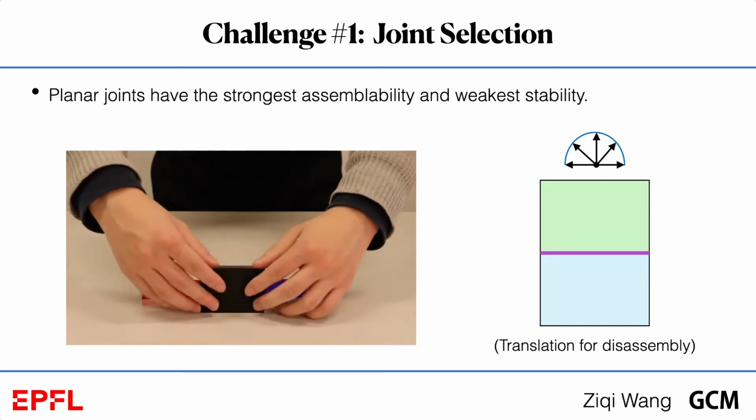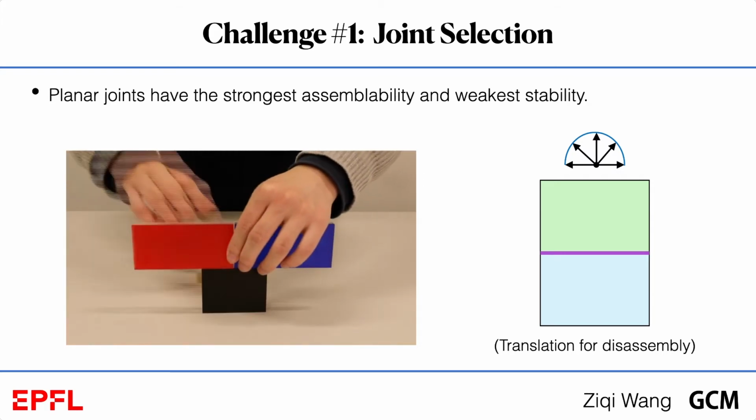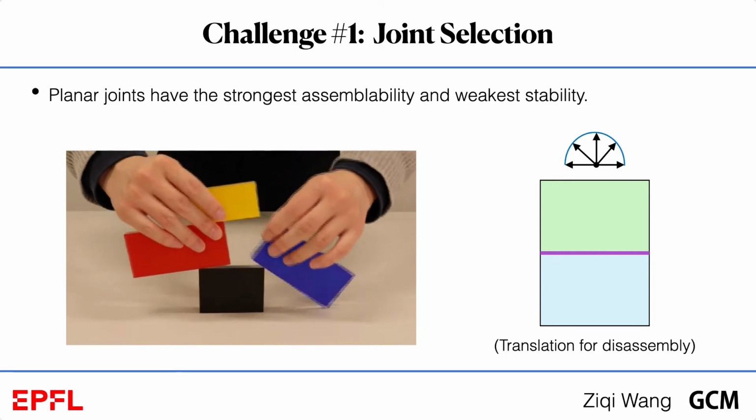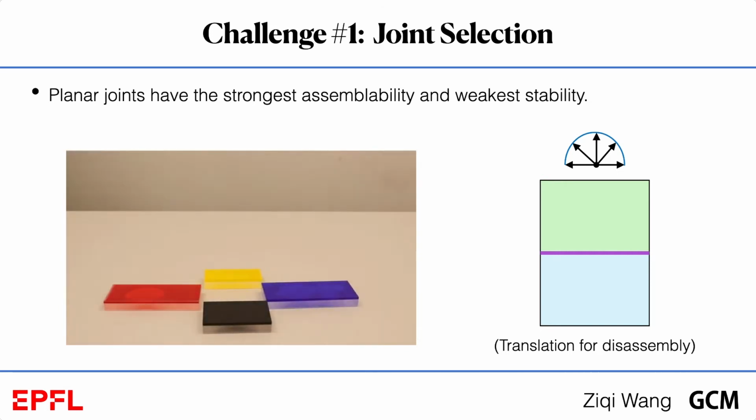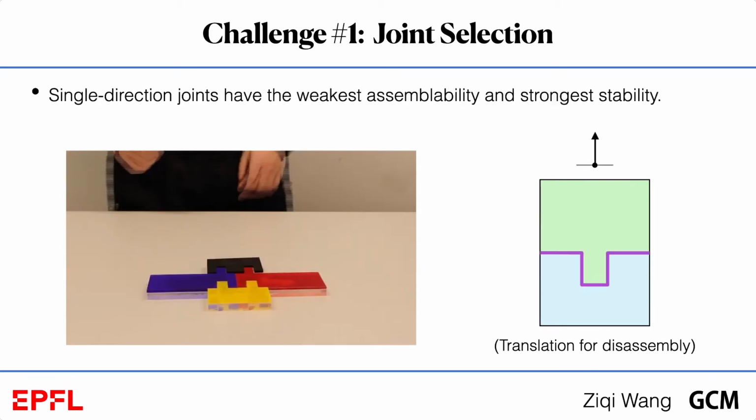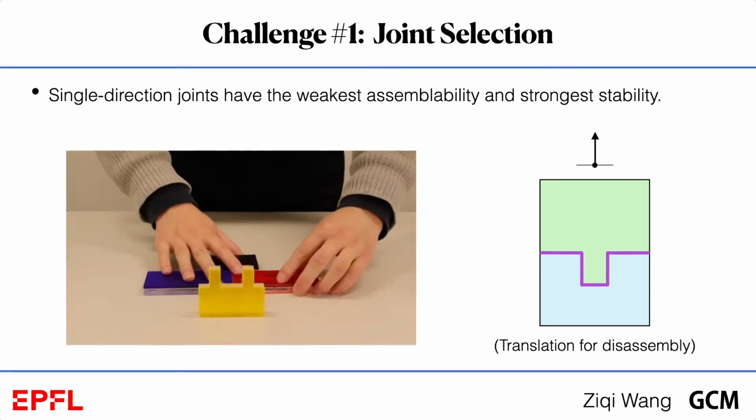For a planar joint, it has the strongest assemblability but the weakest stability. The four-part model is not stable. For a single-direction joint, it has the strongest stability but the weakest assemblability. The four-part model is hard to assemble.